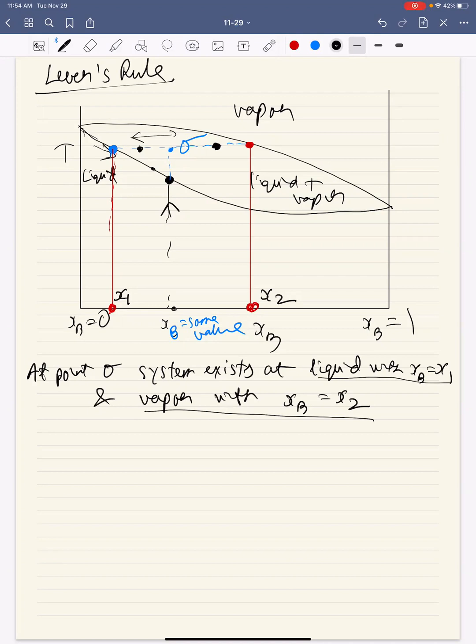So if the point O was over here, at the very left end of this line, the liquid will still have concentration X1. The vapor will still have concentration X2. But how much vapor will we have? 0, right? Does everyone agree with it? Aiden, do you agree with that? Still thinking. At this point, how much vapor do you have? Over here? It is 0.